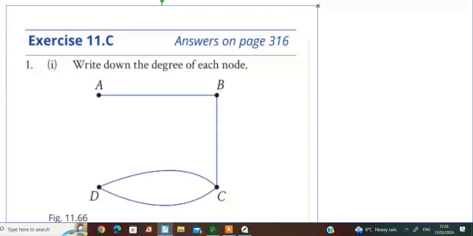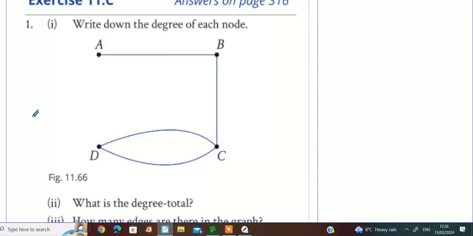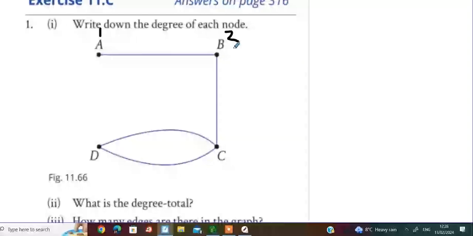Now let's have a quick look at this. Write down the degree of each node. Well, A is going to be 1, B is going to be 2, C I think is going to be 3 because it has 1 here linking B, and then there's 1, 2, 3 things coming out of C, and I think D will be 2. And what's the degree total? That's 1 plus 2 plus 2 plus 3. Here we're going to get 8.